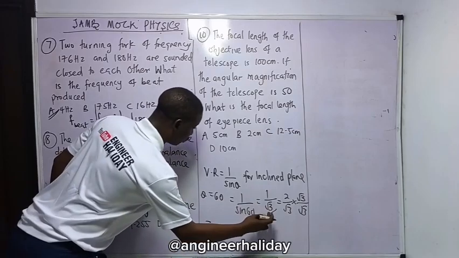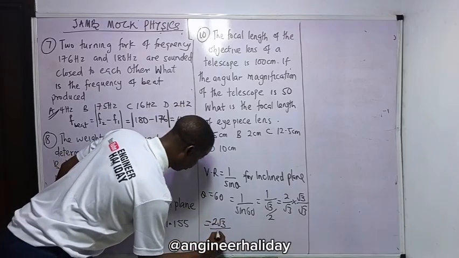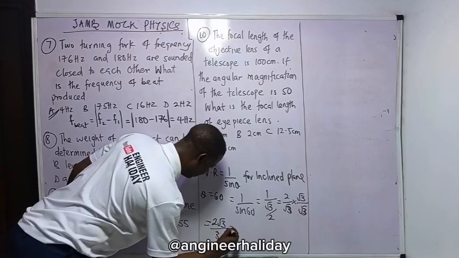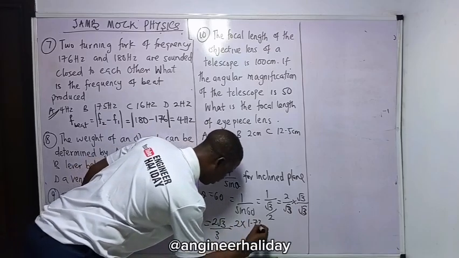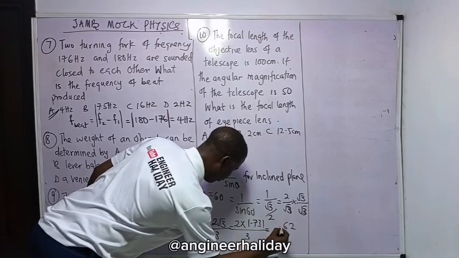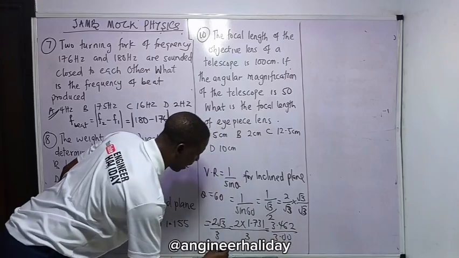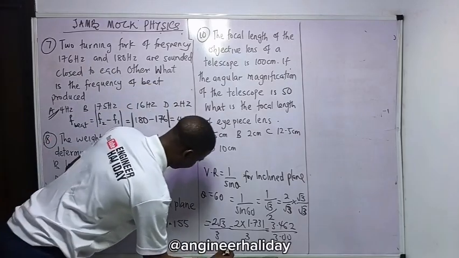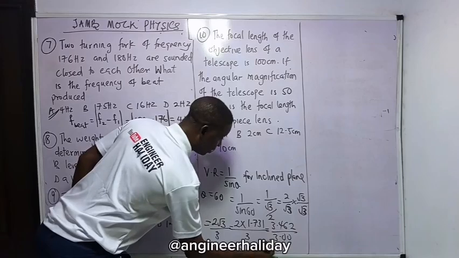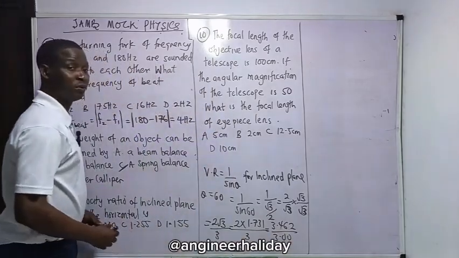Don't forget that you have to rationalize, because you cannot leave root 3 down there. So we have 2 root 3 over what? Over 3. Root 3 times root 3 will give us ordinary 3. Don't forget that this one is 2 times 1.731 over 3, which will give us 3.462 divided by 3. And that will give us approximately 1.155 if you press your calculator. So that one is settled.